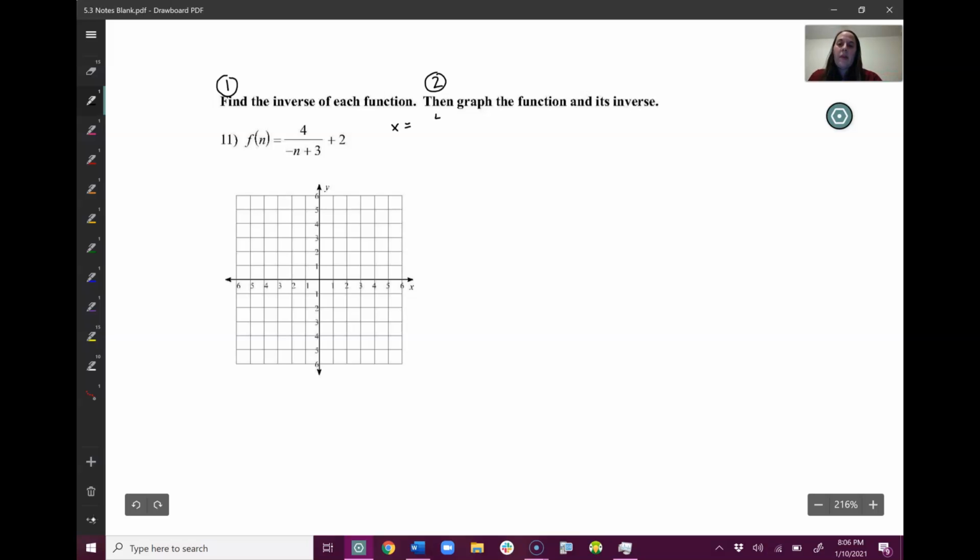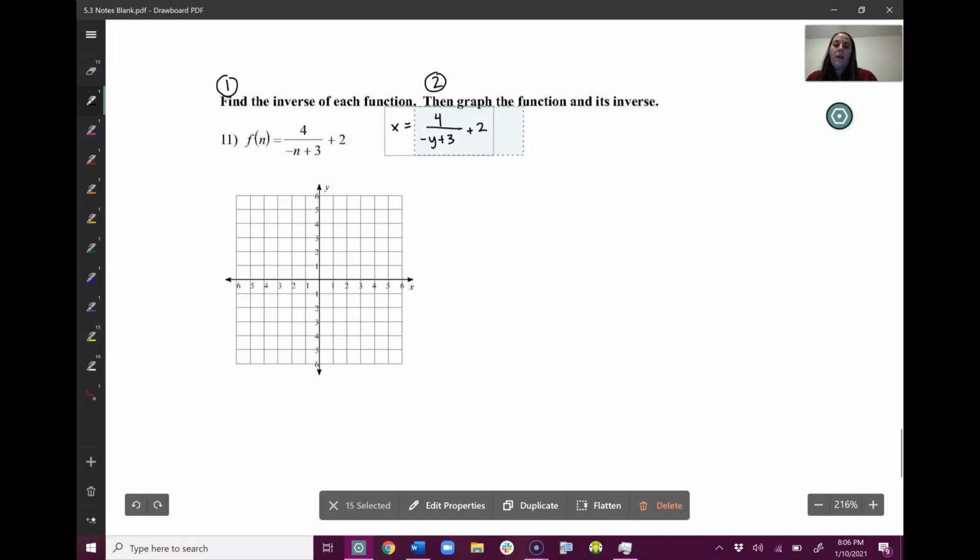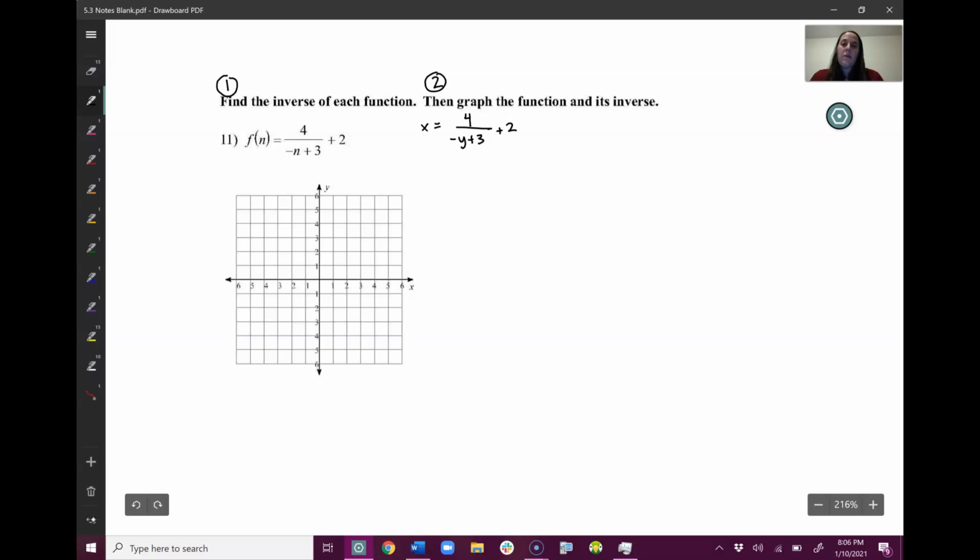So we're going to flip the x's and y's like that. And then we need to solve for y. Now this one is going to get a little weird, so let's go step by step. We're going to get rid of that plus 2 first by minusing 2 because we're going to think of PEMDAS backwards, or working farthest away from y and working our way closer, and that was an adding, so we do the opposite to get rid of it.